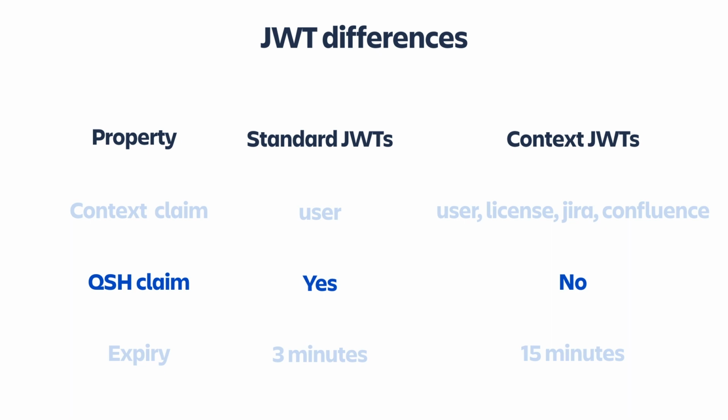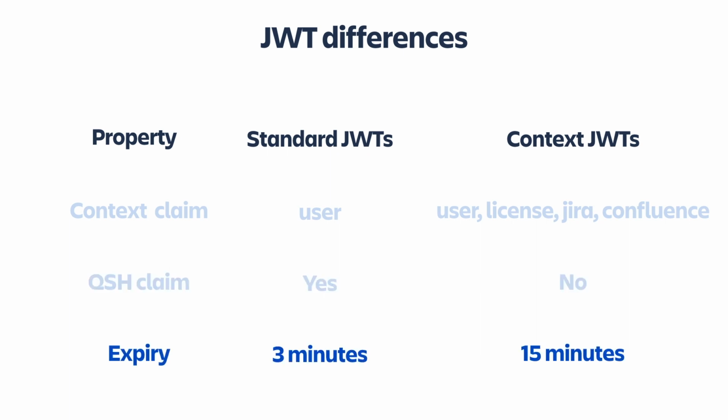Context JOTs also don't have a query string hash claim. This is because context JOTs are not tied to any particular URLs, so there's also no query string applicable to them. Connect still creates standard JOTs with a QSH claim, so apps still need to validate it. In addition, apps still need to create JOTs with QSH claims when calling the product.